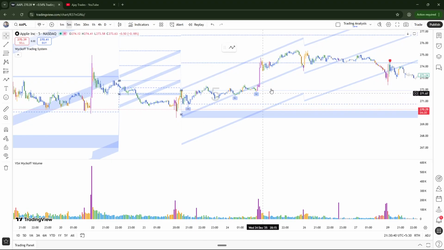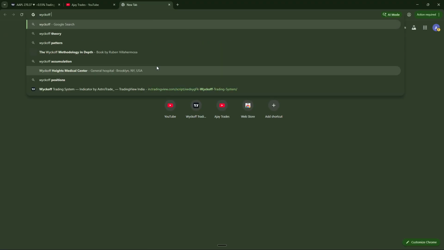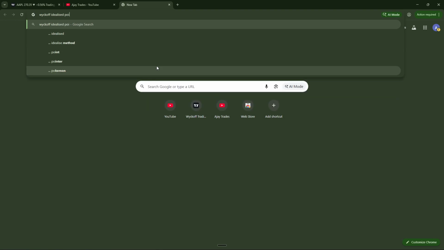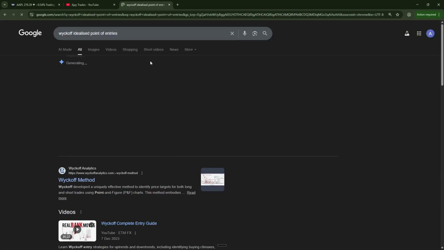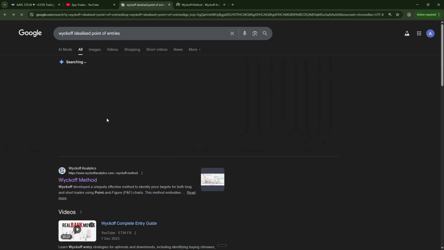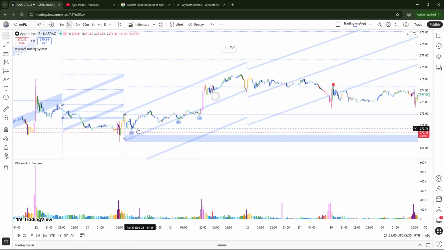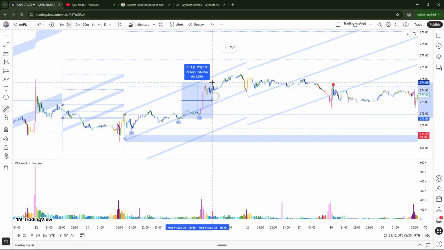So for instance, you can check this out, right? LPS, backing up action, and if you go to the Wyckoff idealized points of entry, you can check this out. Entry points in accumulation: long positions after a spring or shakeout, LPS, backing up action, which is jump across the creek. And this is what this is, LPS, backing up action. And you see this taking support from this trend line. So this is a high probability trade.